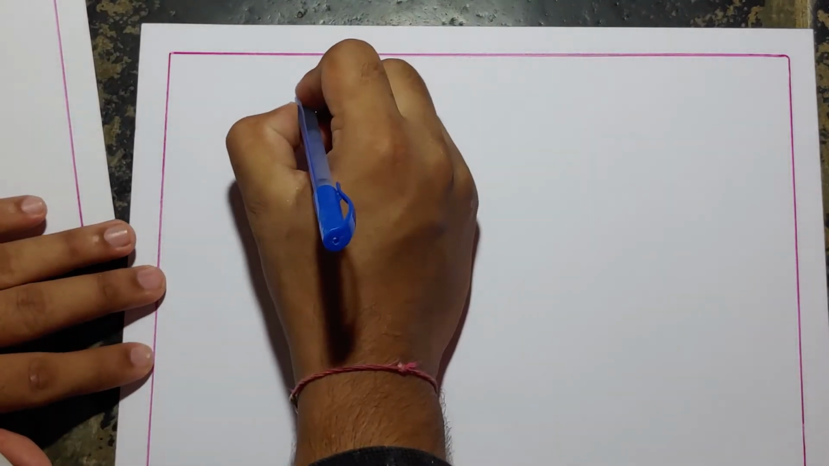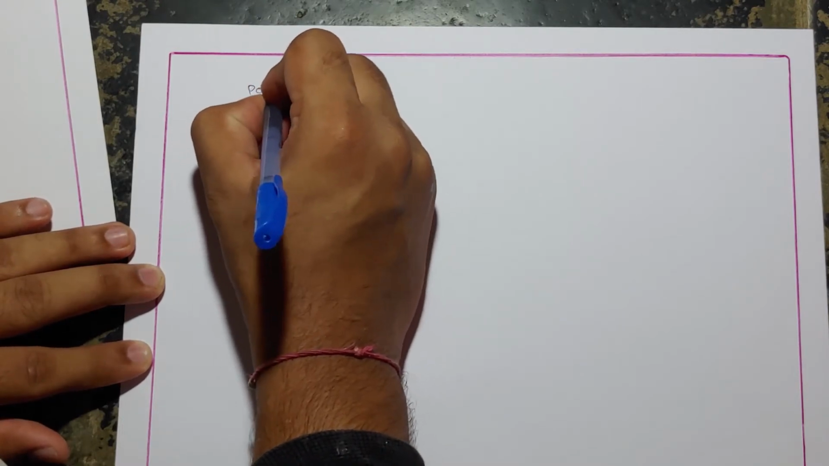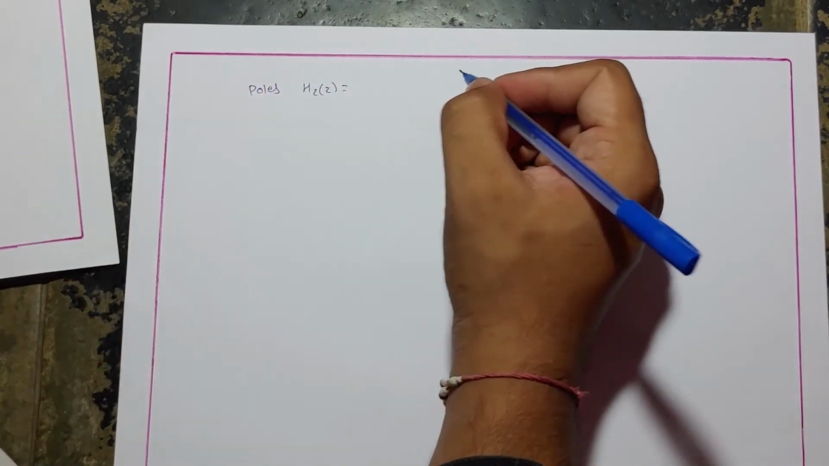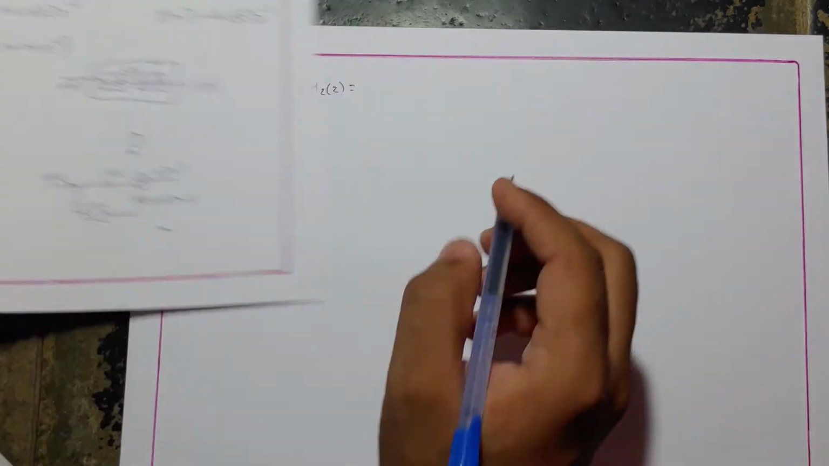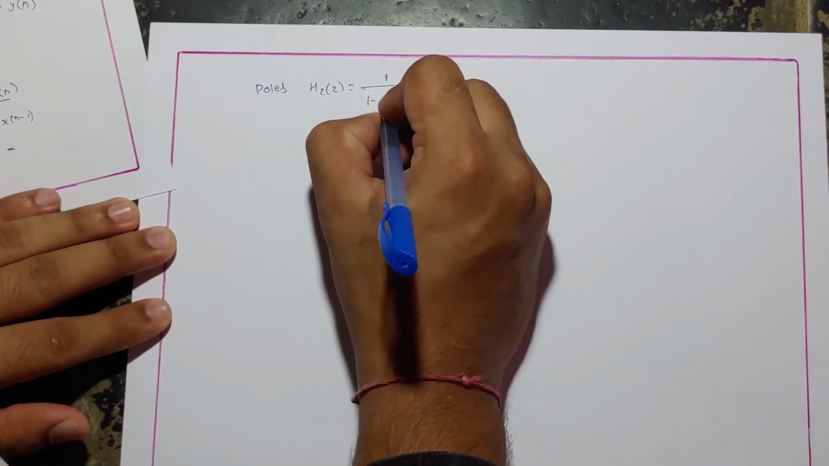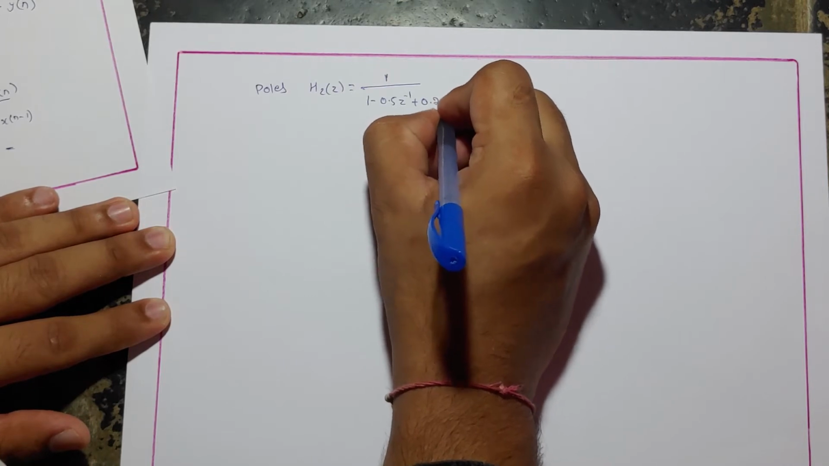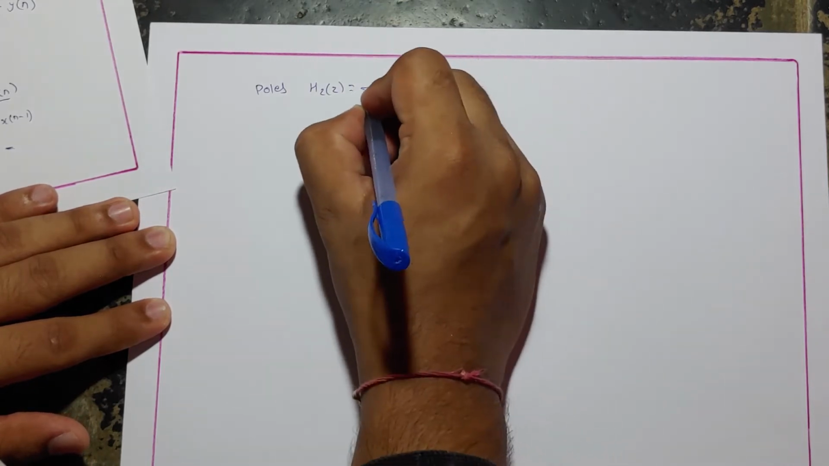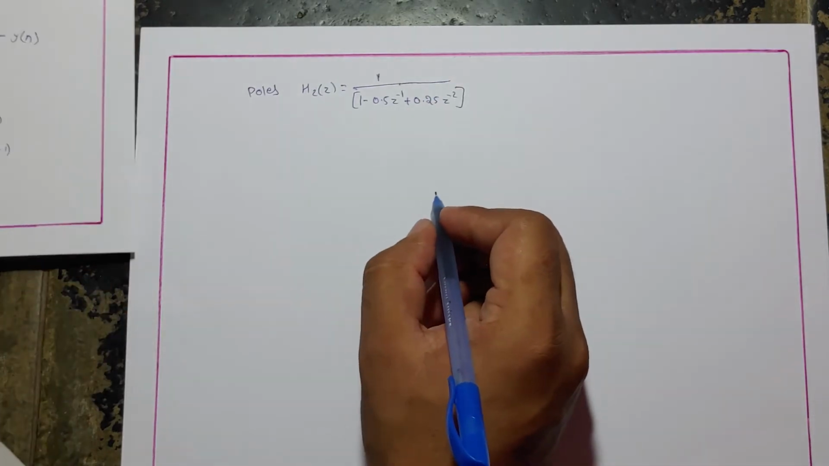Now it's clear, right? Now let us find the result for the second part, that is h2 of z. We know that h2 of z is the poles, which is the denominator function, that is 1 by 1 minus 0.5 times z power minus 1 plus 0.25 times z power minus 2. Now let us solve this.